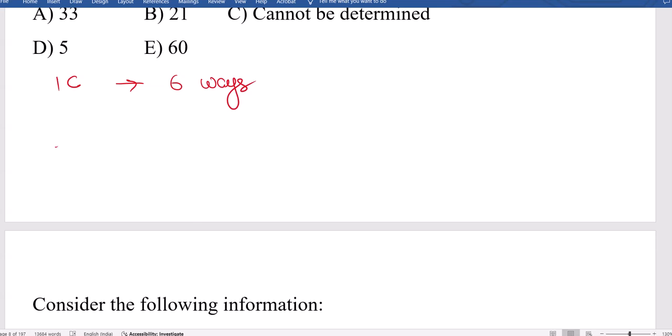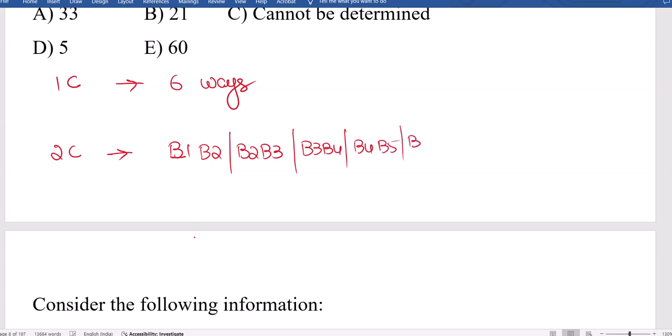Next, I'm going for 2 candles. It can be B1, B2, or B2, B3, B3, B4, B4, B5, B5, B6. Can I go for B6, B7? No. Why can't it be B6, B7? Only 6 boxes. So here we have 5 ways. Super. Next, 3 candles: 4 ways.